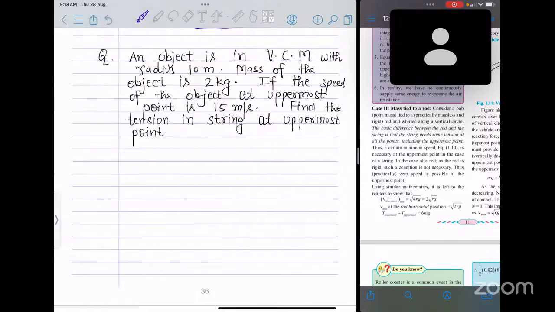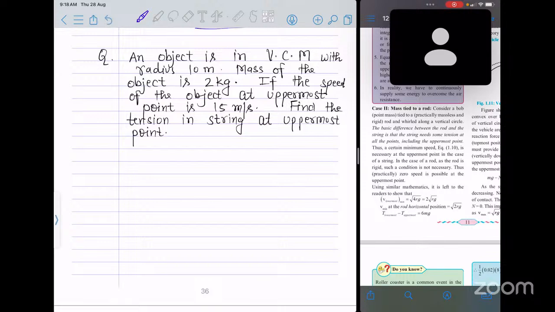बोलो क्या आंसर आएगा? 0 sir. Yes, what is the answer? 0. कैसे पता चला 0 आएगा? सर अपर मोस्ट पॉइंट पे टेंशन 0 रहता है. बट मैंने ऑलवेज वर्ड इस्तेमाल नहीं किया पूरे डिस्कशन में. Which means in all the cases tension at uppermost point will be 0 is not true.